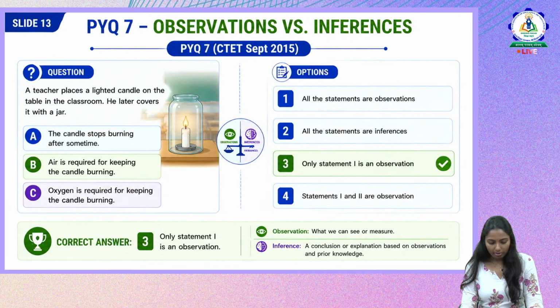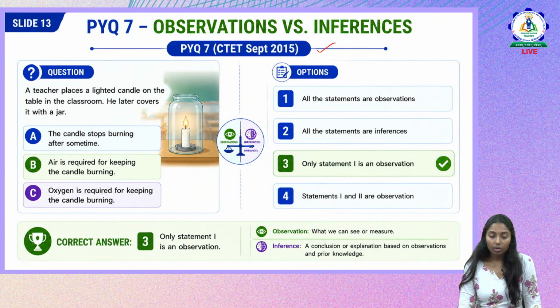So next we have one more question from 2015. Teacher places a lighted candle on the table in the classroom. He later covers it with a jar. So A, B, C are the observations or statements given. So the options here are 4 options on the right side. So let us see the statements. The candle stops burning after some time. Yeah, that will happen if you cover it with a jar. Air is required for keeping the candle burning. Yes. Oxygen is required for keeping the candle burning. Yes. So here we have to understand which are inference and which is observation. So observation is what you see.